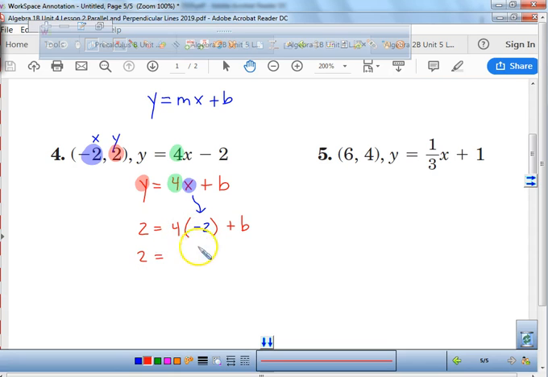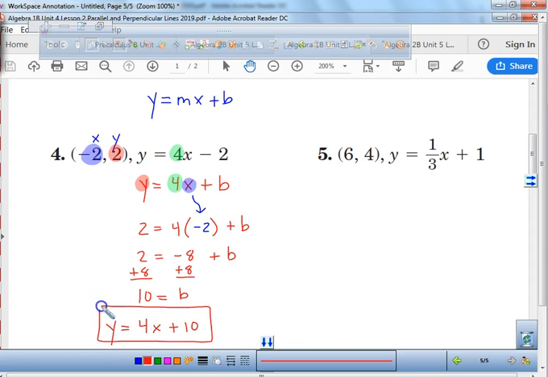So here's what I have left. 2 equals 4 times -2, which is -8, plus my y-intercept, my b value. The last step I have to do is add 8 to this side, add 8 to this side, and I'm left with 10 equals b. Therefore, my final answer is y equals 4x plus 10. And that's it. I'm done.